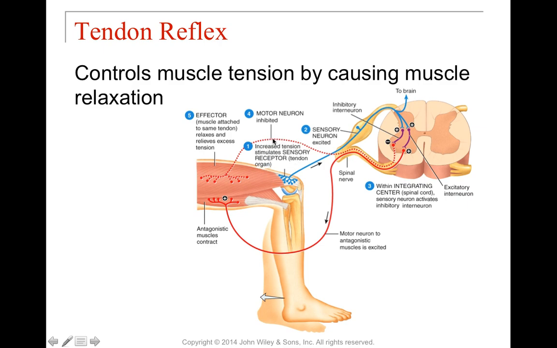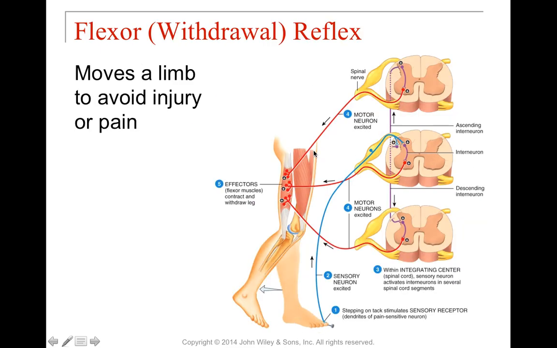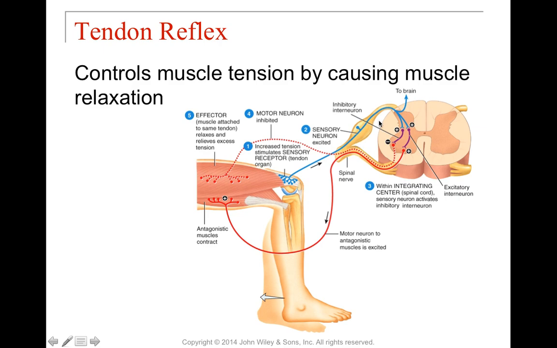So if we have too much tension, that's going to lead to a sensory neuron getting excited. That sensory neuron is going to have this interneuron space, which leads to inhibition. That inhibition is going to feed backwards, right?